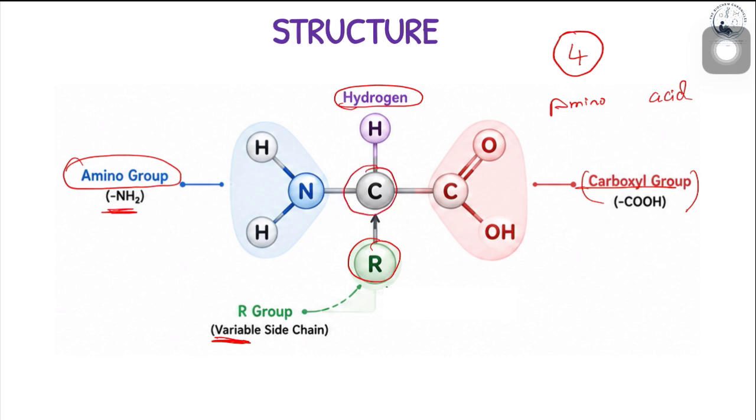The carbon atom to which all these 4 different components are attached is known as the alpha carbon atom, and it is a chiral carbon atom. If your amino group is attached to the beta carbon atom, it is known as a beta amino acid, for example beta alanine, and these can also be seen in your body. So remember the 4 parts: the amino group, the acidic group, the hydrogen, and the variable R group.